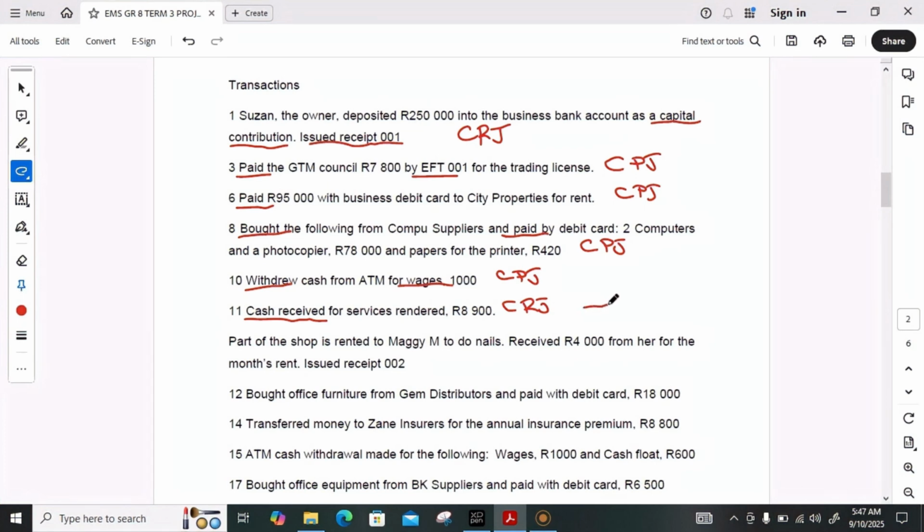I can emphasize the source document here, it is cash register roll. That's your source document. Part of the shop is rented to Maggie M to do nails. Received 4,000 for the monthly rent. Issued receipt number 2. Our first receipt was right here. So this is again CRJ.